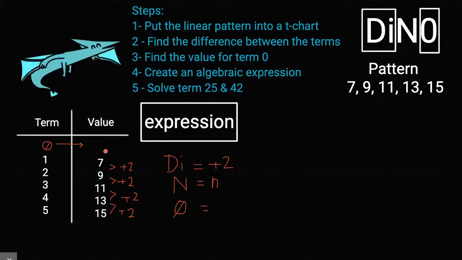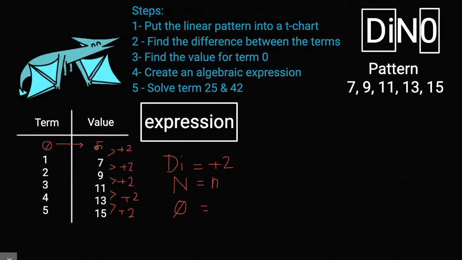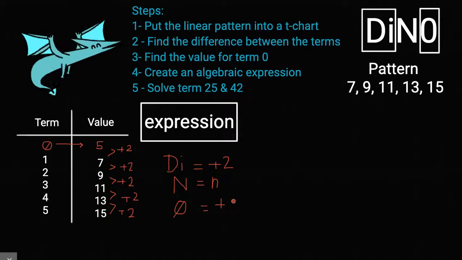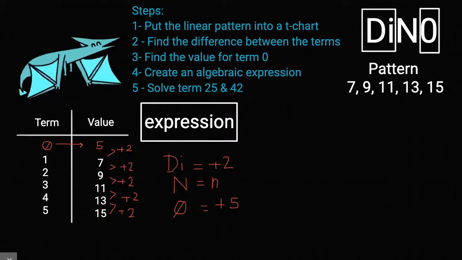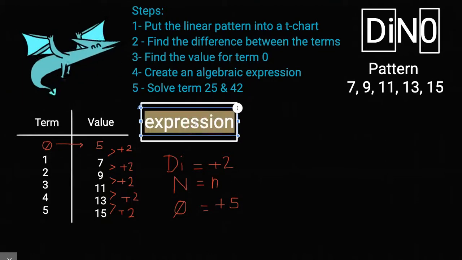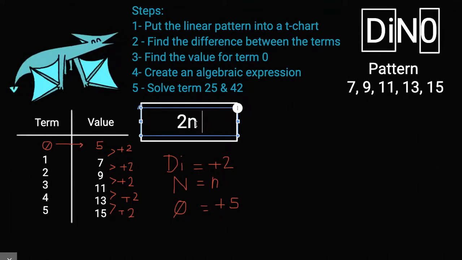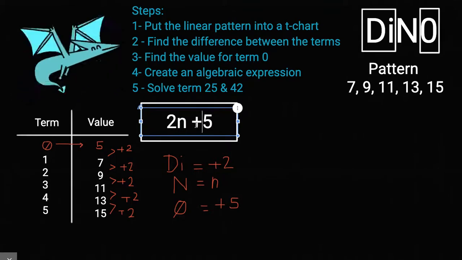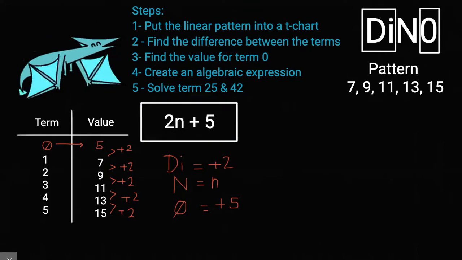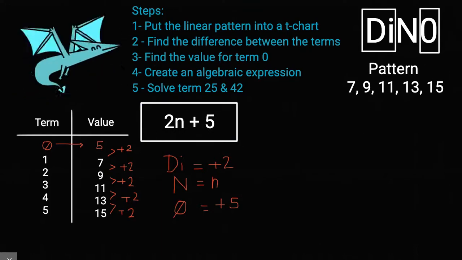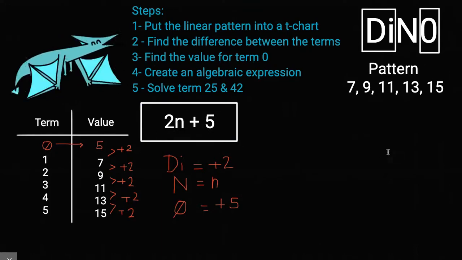Sorry. So again, I have two options. I can say something plus 2 is equal to 7, or 7 minus 2 is equal to that number. So 7 minus 2 is 5. And that number is positive, so it is plus 5. Now I can fill in my algebraic expression, 2n plus 5. Yay! I can now use this expression to find absolutely any term that I want to look for.